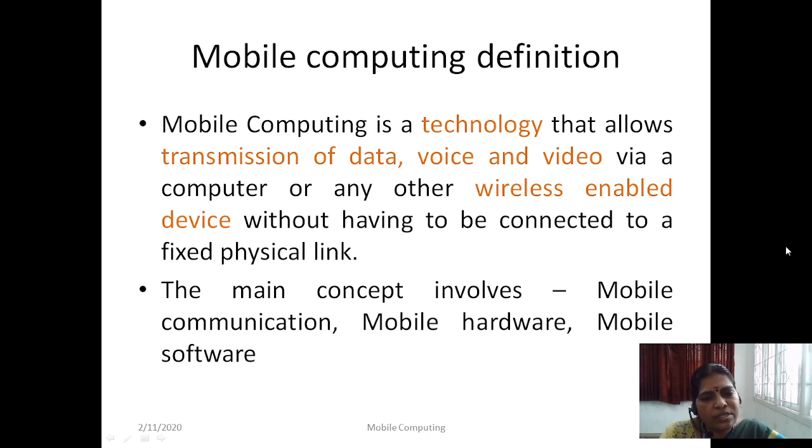So we can have fixed link infrastructure or wireless connectivity in order to transfer the data from one device to another. The main concept involved here is that we have to perform mobile communication, and we have to make use of mobile hardware and mobile software. So these three concepts, mobile hardware, mobile software and mobile communication, form the major concept for mobile computing.